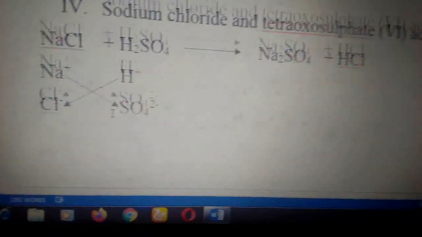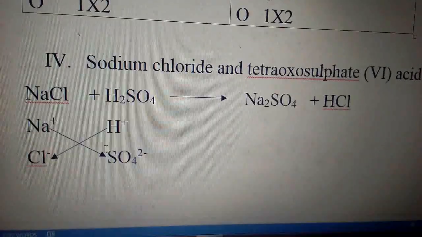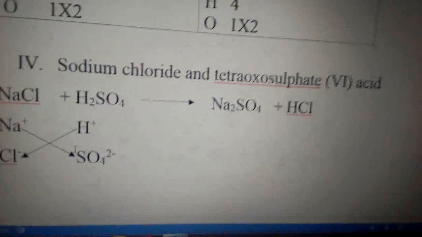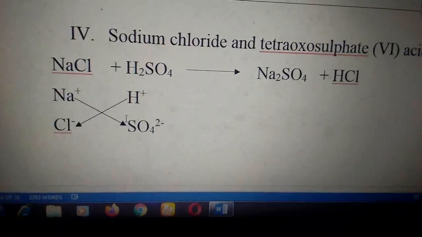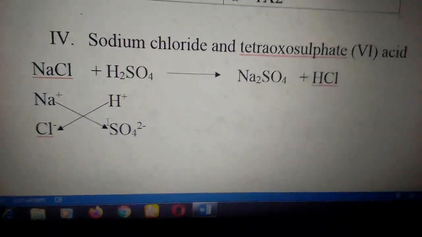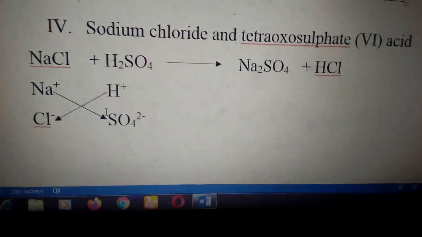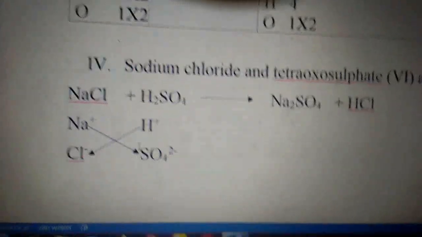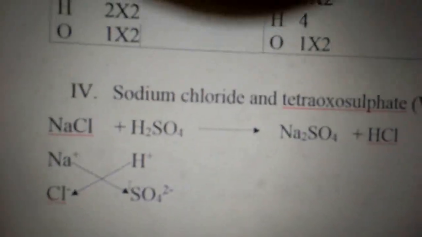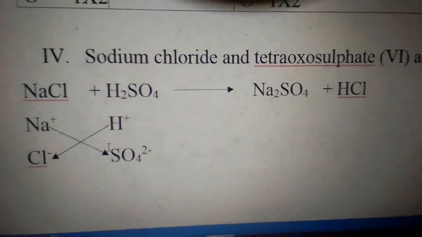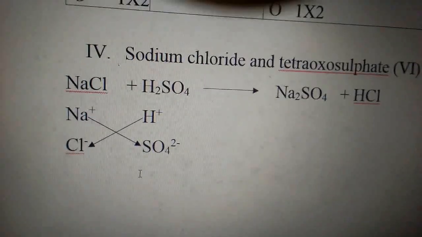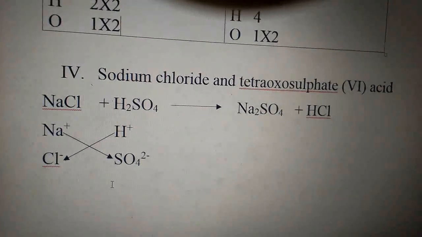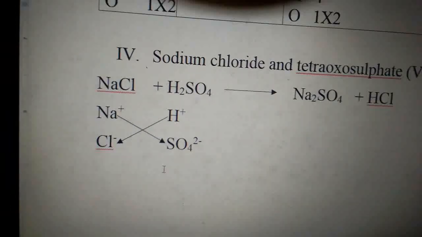We'll now go to the next equation that says sodium chloride and tetraoxosulphate(VI) acid. So we have the compound. If you are confused on how the formula was obtained, you go back to the early part of the video where we treated the formula of ionic compounds, how they are obtained by valency exchange. So the formula of sodium chloride is NaCl. The formula of tetraoxosulphate(VI) acid is H2SO4. We split them into the components.